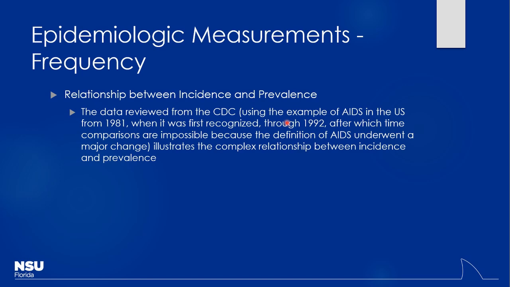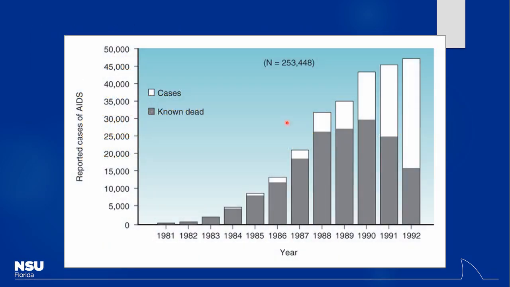So this is why it's looking at a relatively short time frame, but we can look at the relationship between incidence and prevalence. Looking at this, basically the white parts of the bars, the unshaded parts, are going to be people who are alive at the end of the study. The dark shaded areas are going to be people who are dead at the end of the study. Okay, and so looking at this, the heights of the bars are reported cases for each of those years, right?